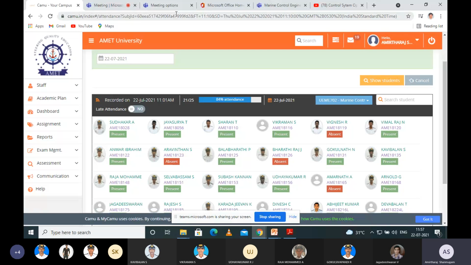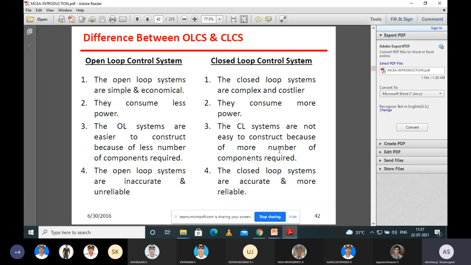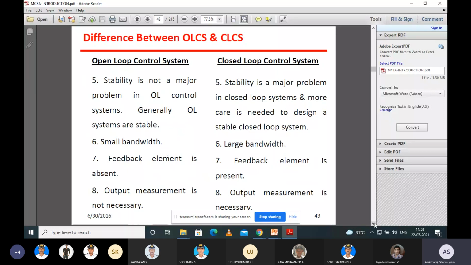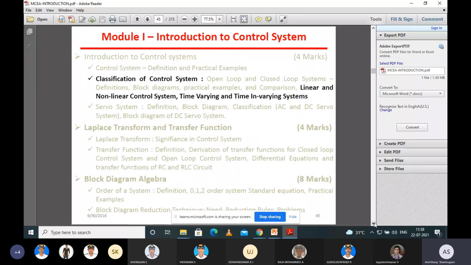Okay, thank you all. I think this session is very useful to understand the basics and fundamentals of our concepts. In this way, we will continue our session with some relevant videos also. And this is also an important topic: the difference between open loop control system and closed loop control system. It is an important question also. We should read it. Each and every line is very important.